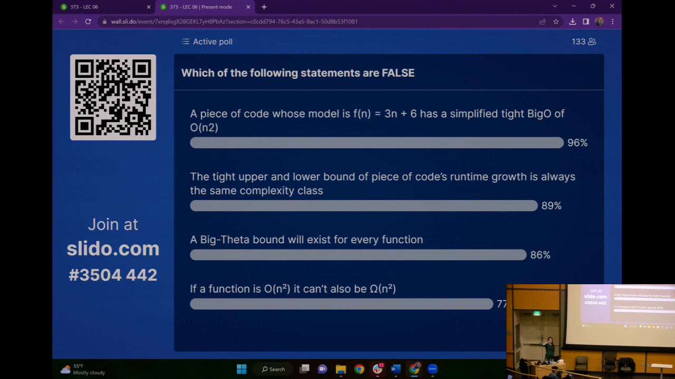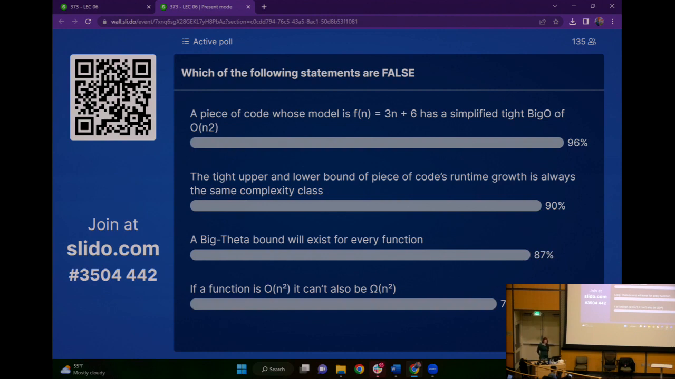But if you remember that piece of code that we were working on and then I fixed it, the return false and return true were flipped on that one. The is prime number, do you remember how it had an upper bound that looked kind of linear and then a lower bound that looked constant? So that is an example of a piece of code where the tight upper and lower bounds are not the same complexity class. So this is false. And then that rolls us into the next one down.